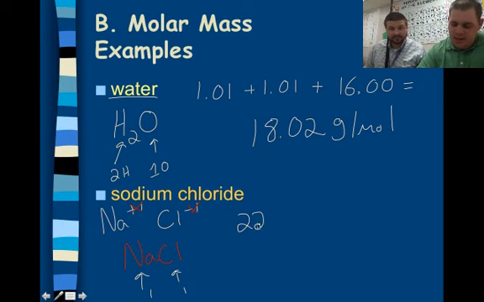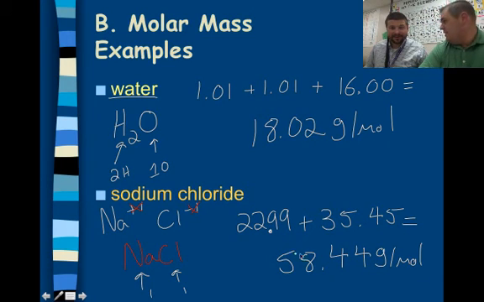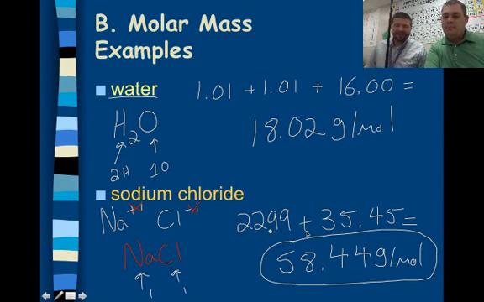Sodium's 22.99. Chlorine is 35.45. Coach Forster, that's going to be 58.44. What would I do without you? I'm just glad it wasn't 3 numbers because I had to pull my calculator. So pretty simple there. 58.44. You just add those 2 numbers together. If you got more than one, add them more than once, and that tells you the molar mass.